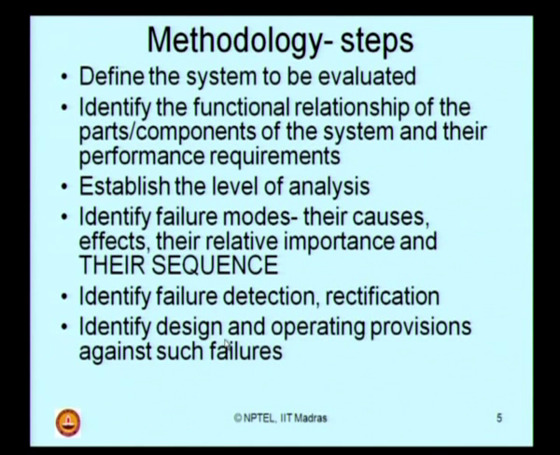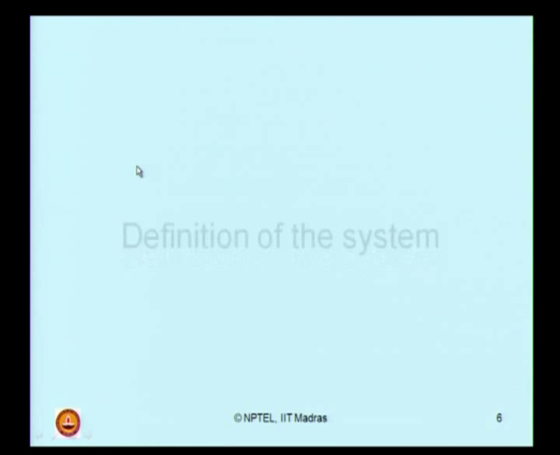For example, the identified system has got many failure modes. All failure modes necessarily may not hamper the operation. So, identify the design and operating provisions even if such failures occur. Once you have done this, summarize your action report. So, this is actually the sequence of steps involved in doing an FMEA.